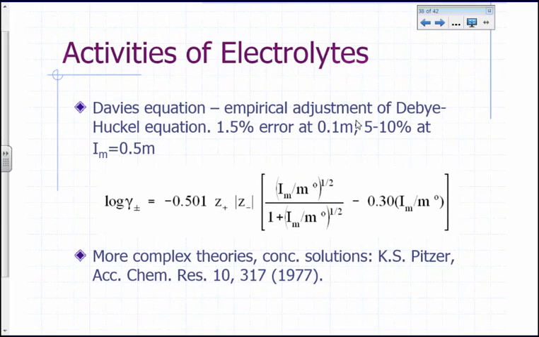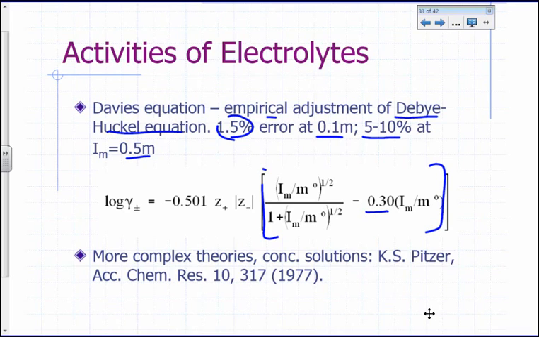Now, you can improve the accuracy of your theoretically calculated activity coefficient by making an empirical adjustment. Empirical simply means it's based on empirical data of the Debye Huckel equation. And if you use what's called the Davies equation, you'll be in error by about 1.5% at 0.1 molar, and about 5 to 10% when you get up to 0.5 molar in terms of your ionic strength. Okay, so the Davies correction is really just this: you subtract 0.3 times ionic strength from this expression right here.